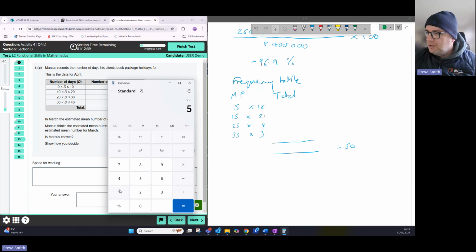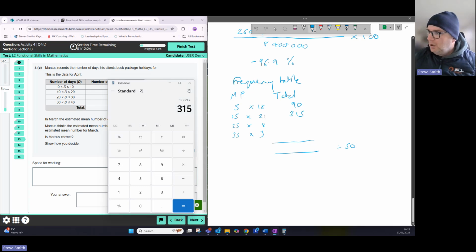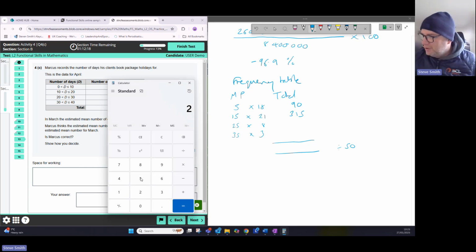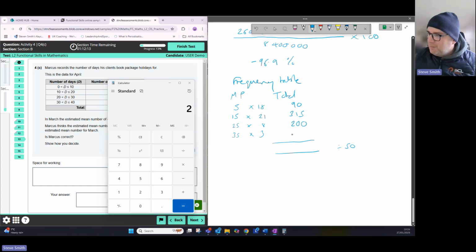5 times 18, so 90. I don't know how to do that on a calculator, but it's just laziness. 15 times 21, as long as you punch in the right numbers and you're confident. Sometimes my computer calculator is a little bit iffy. I prefer a real calculator, but it's harder to show you on screen what I'm actually doing. 25 times 8, 200. And then 35 times 3 is 105. Again, use your calculator to be sure.